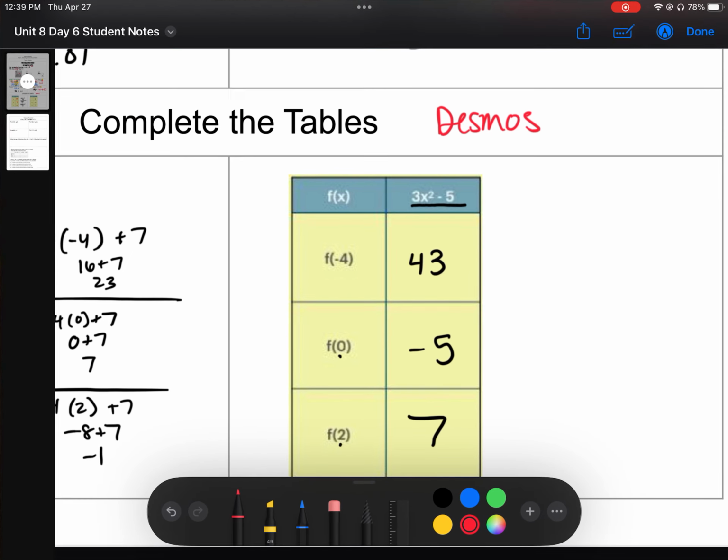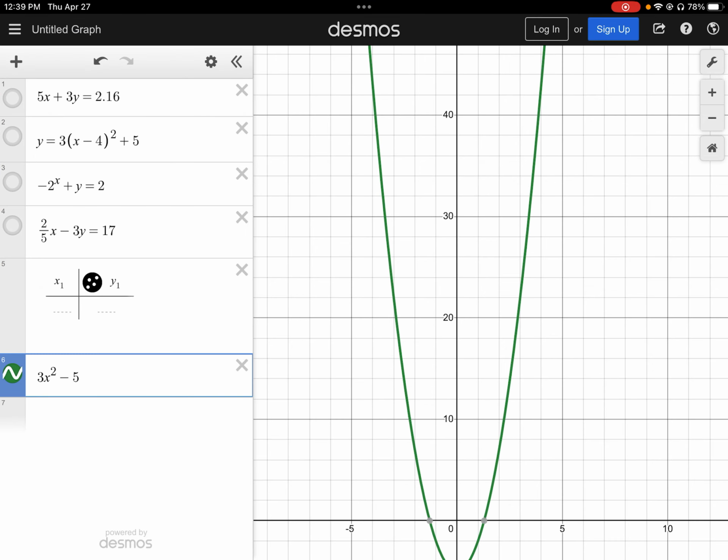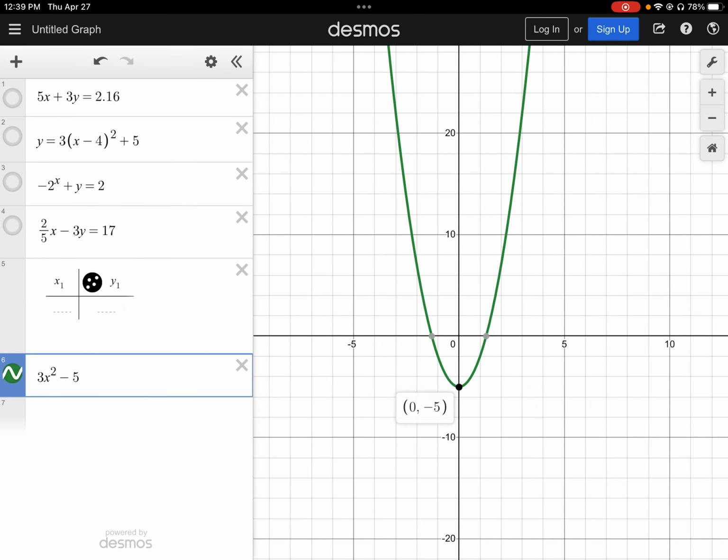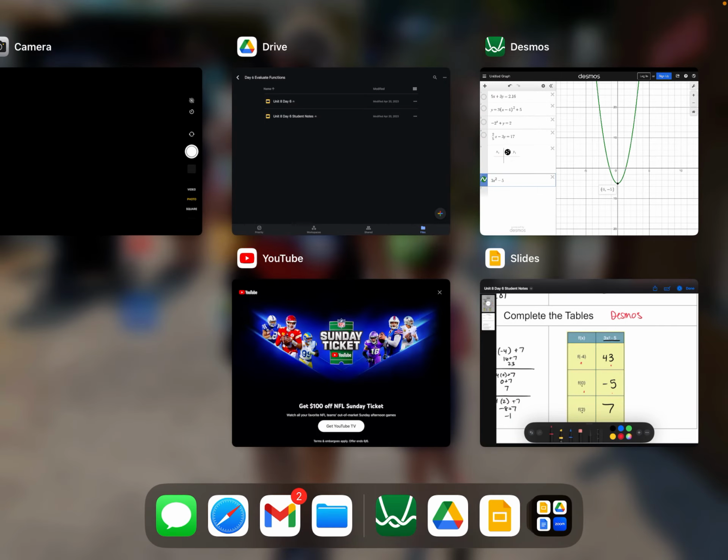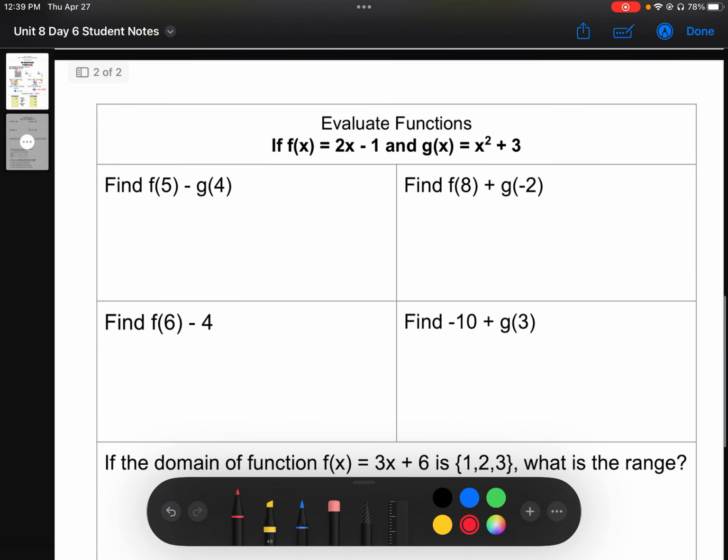Is that what I got? Negative 4, 43. Yes. I could do the same for 0, negative 5. Or the table, 0, where are we? 0, negative 5. So it's right there. So you can use your Desmos table as well. All right, next page. So this is a composition of functions here.